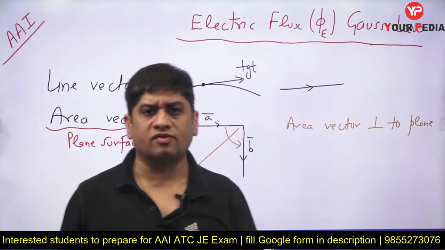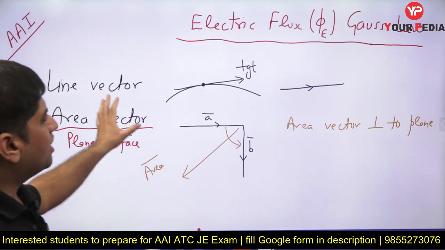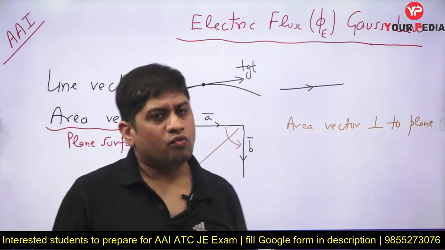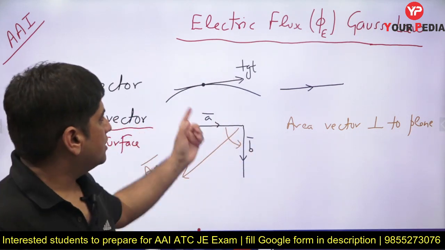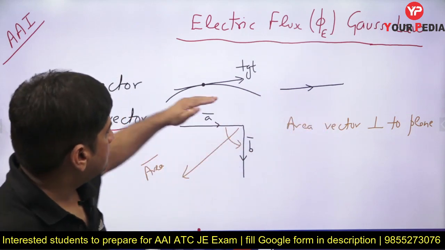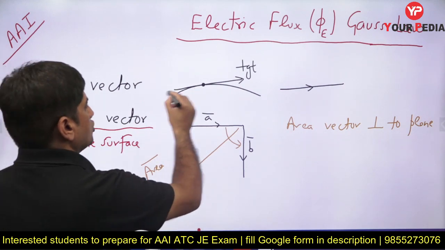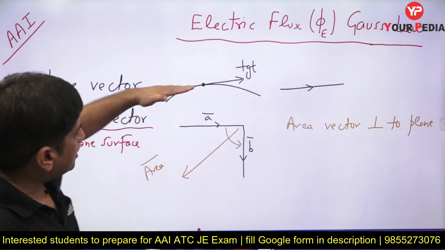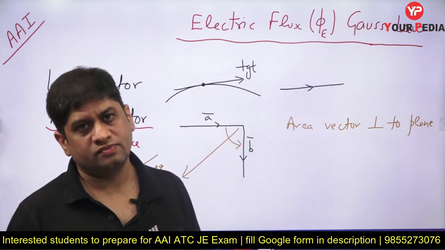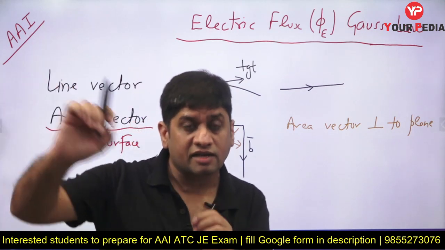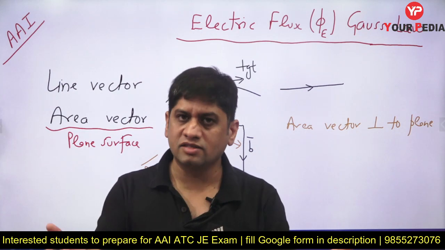Before I come to electric flux, let me give you some basic ideas of area and line. What we should know is that a line tells you about direction. Whenever I draw a line, I give you a direction. If I stand at a point on this line and draw a tangent, then this tangent gives me some kind of direction. So a line has two things: magnitude and direction. If you have these two things, you are a vector. So a line is a vector.